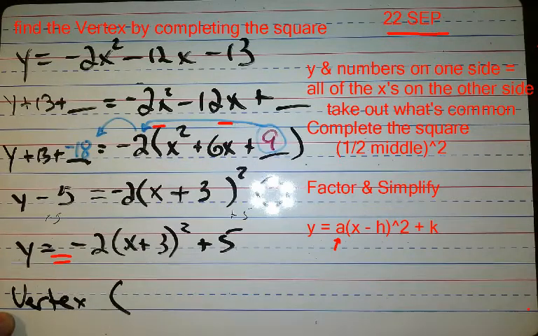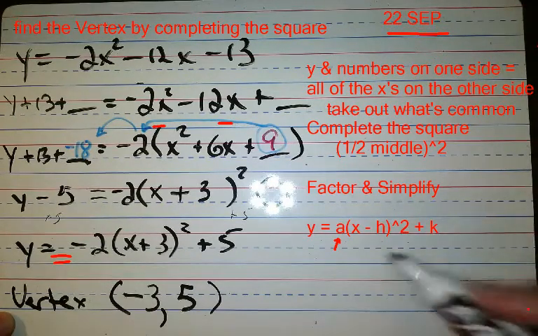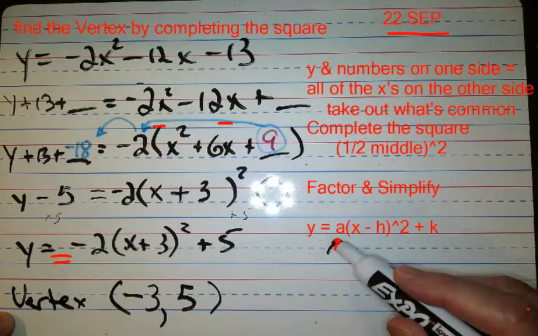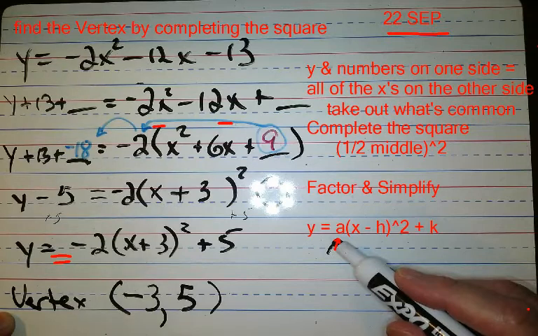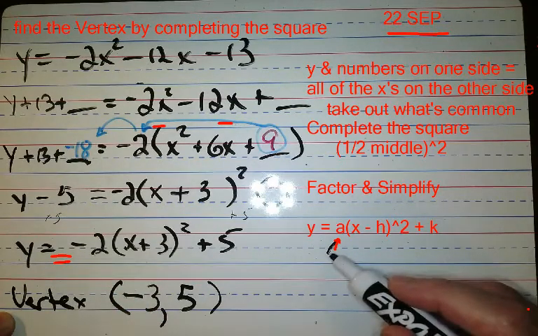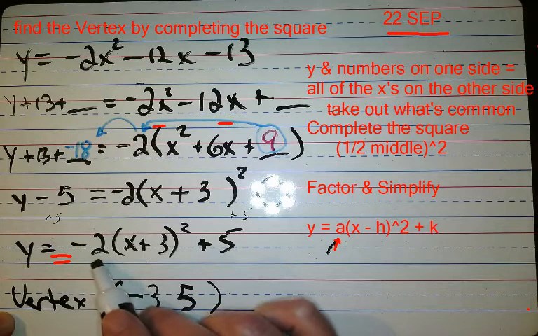What's the vertex? You tell me. The opposite of this guy. Exactly that guy. Hoorah! Now then, remember the A number that we found right here. This A number tells us whether it's wide or skinny. If it was a fraction, it would be wide. Since it's a whole number, it's going to be skinny, but it's a negative number. That means it's upside down, right? This guy is upside down.